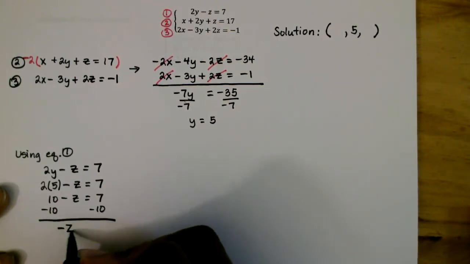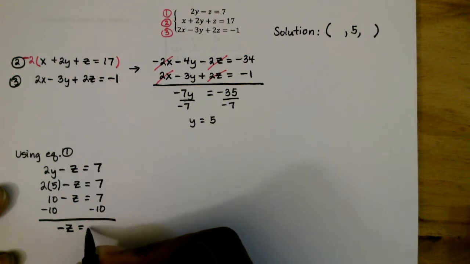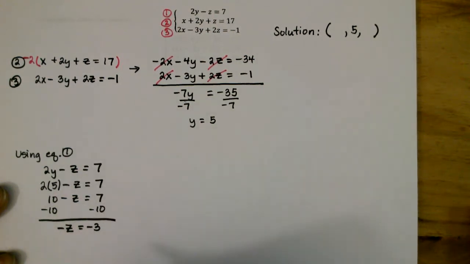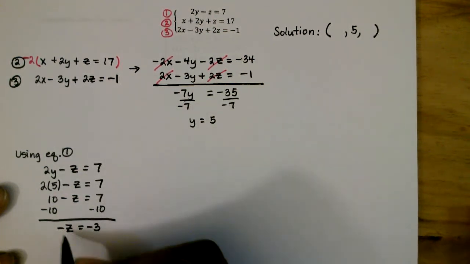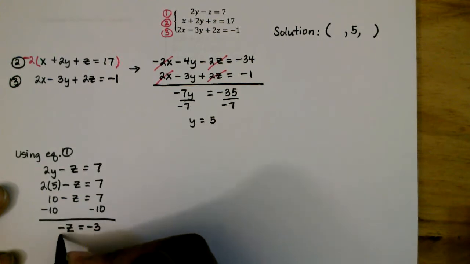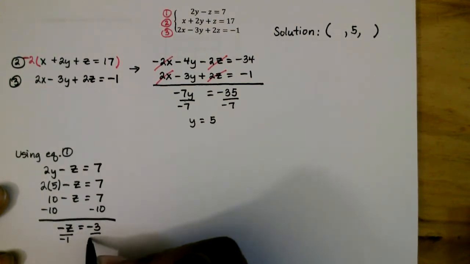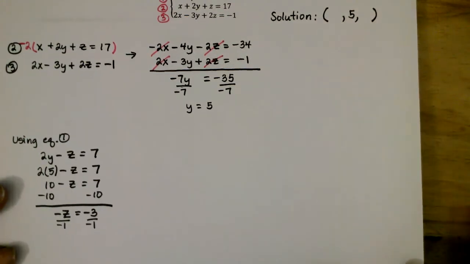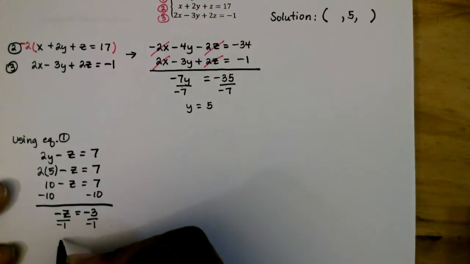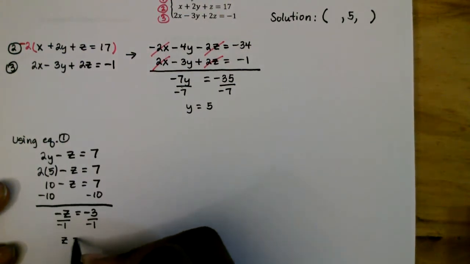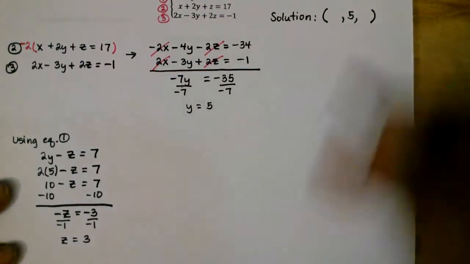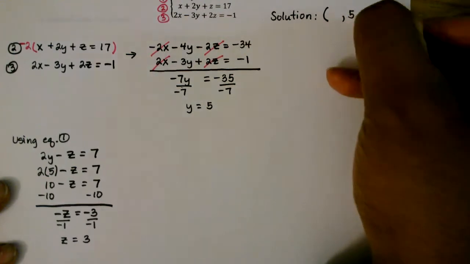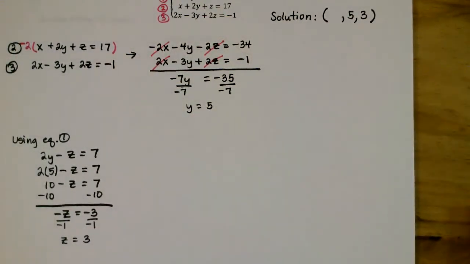So here, minus z is equal to 7 minus 10, which is -3. And to get rid of the negative sign in front of the z, so that we can solve for a positive z, we need to divide both sides by -1. Or you could multiply both sides by -1, the same. Either way, you're going to get z is equal to 3. So I know what y is, 5, and z is 3. Let's find out what x is.